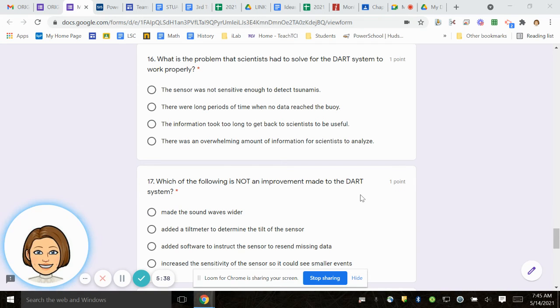Number 16. What is the problem that scientists had to solve for the DART system to work properly? The sensor was not sensitive enough to detect tsunamis. There were long periods of time when no data reached the buoy. The information took too long to get back to scientists to be useful. There was an overwhelming amount of information for scientists to analyze.